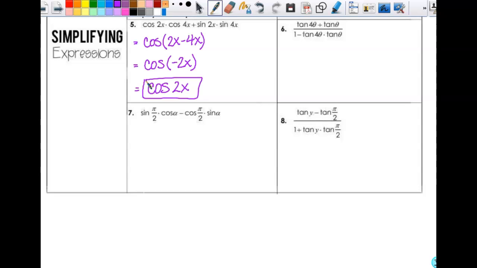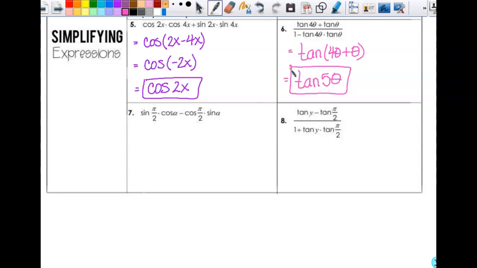Alrighty. So number 6 looks very much like a sum or difference for tangent. I've got addition in the numerator, subtraction in the denominator. That looks like the sum of the angles identity. So that would give me tangent of 4 theta plus theta, again, showing my work. And that's equal to tangent of 5 theta, and that's it. Okay. What questions do you have at this point? Anything? Good.